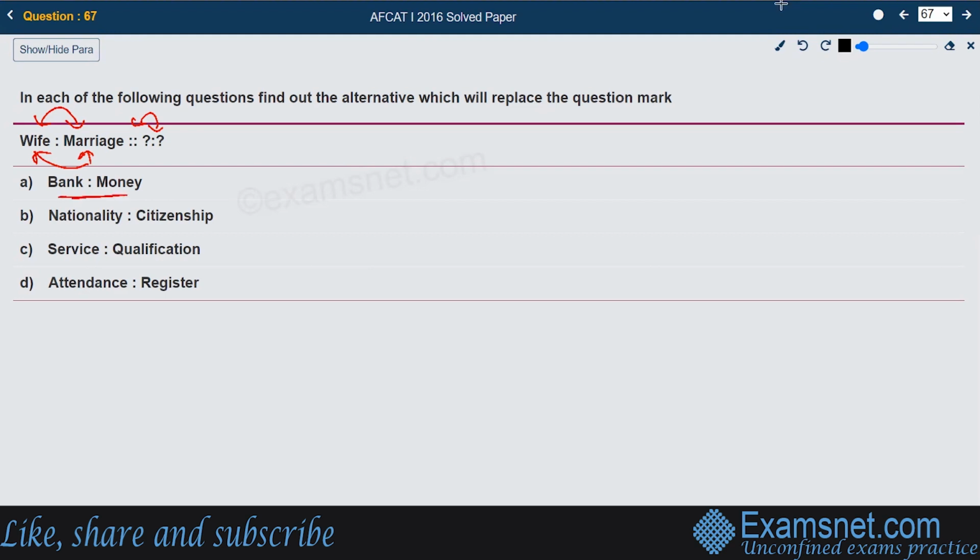No, bank and money doesn't establish the same connection. Nationality and citizenship doesn't establish the same connection. The other way around. Service and qualification, this is the right one. If you have a qualification, then you receive a service. So this has to be the right answer. Service to qualification, that should be right, because if you have a qualification, then you will receive the service, as if you do the marriage, then only you'll receive a wife. So the C option is right.